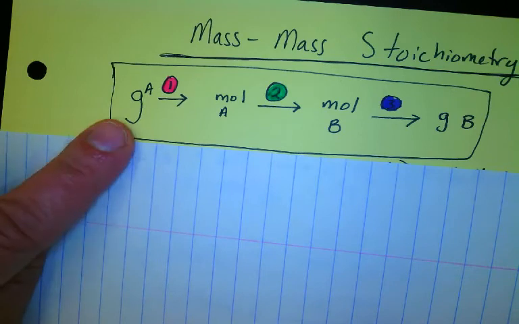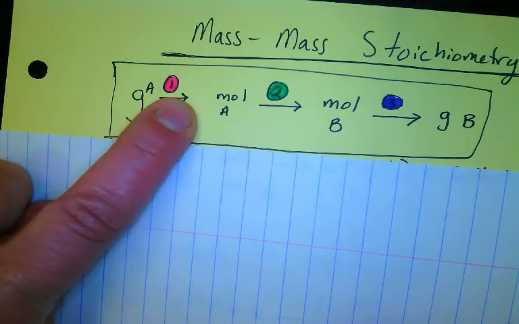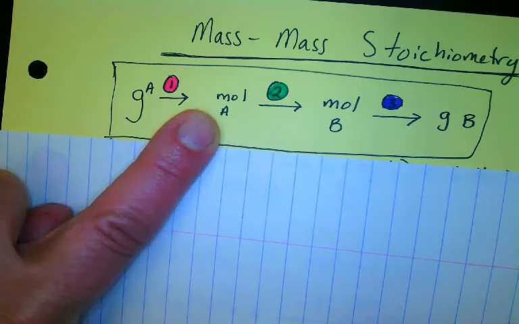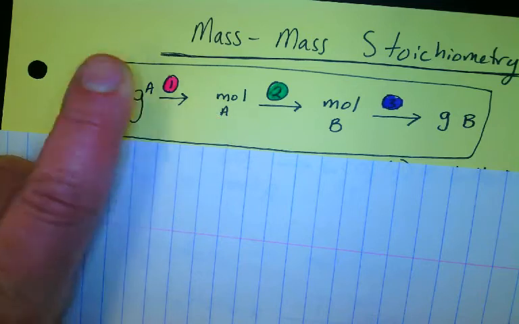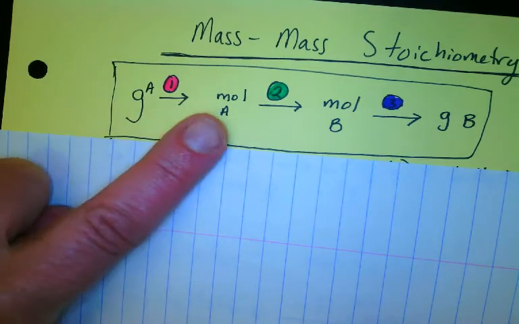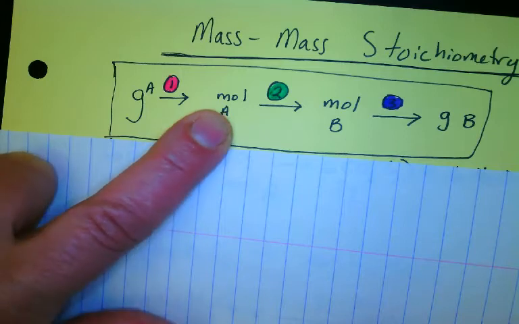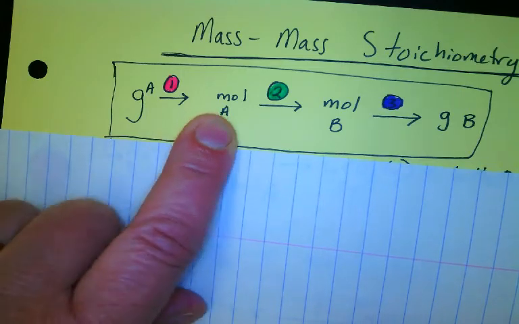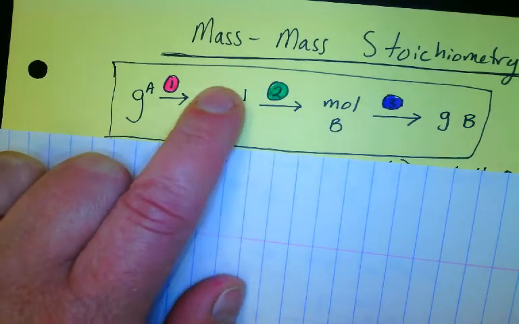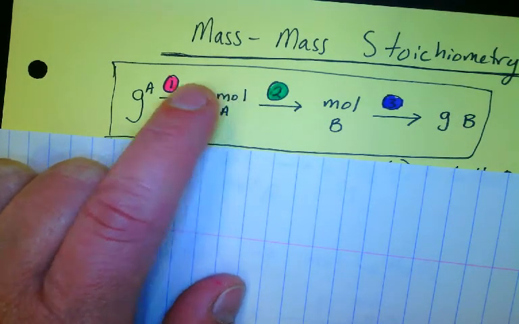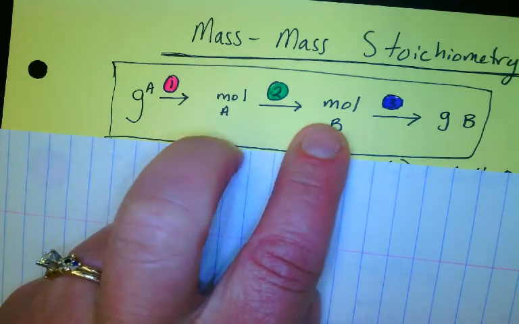So, you're going to have grams of substance A, and your first step is to change that to what? Change it to moles. So that's step one. Go from grams to moles of A. Substance A, whatever it may be. Then step two, this is my favorite, goes from substance A to substance B. This is the magic right here.